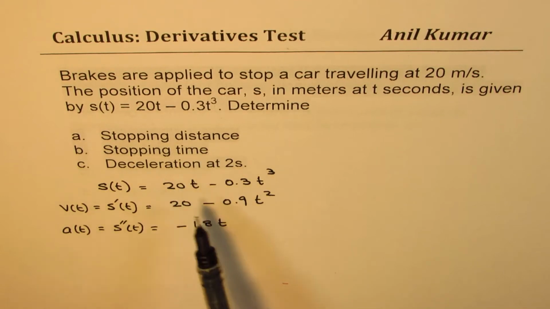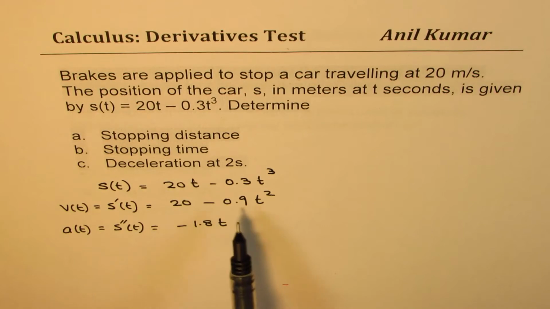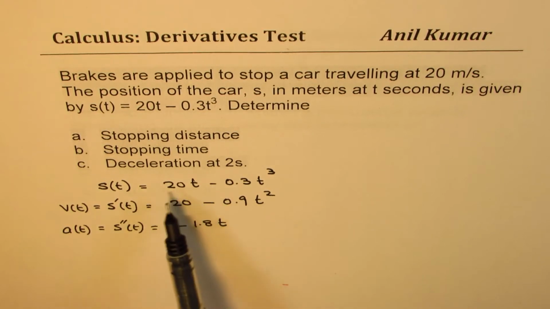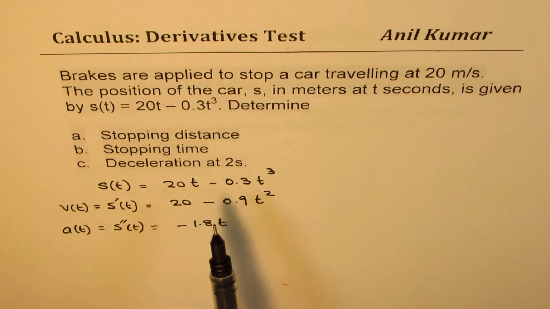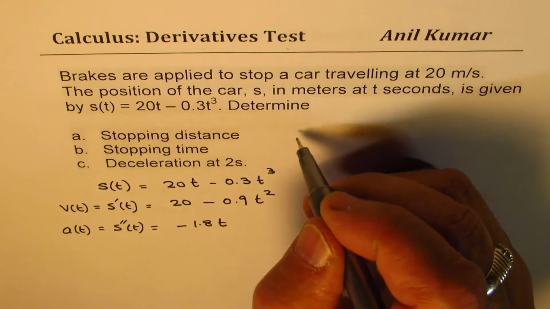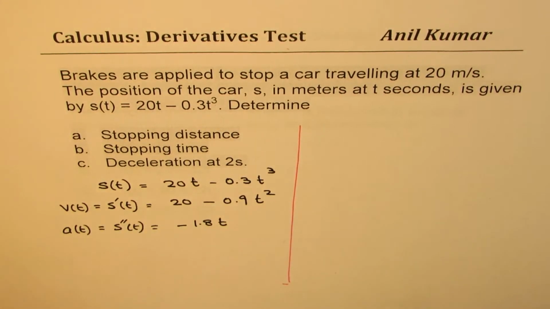It will stop when velocity is zero, correct? So at the time when velocity is zero, we can find the displacement. That should give us the answer. Is it okay? So let us see when will the car stop.